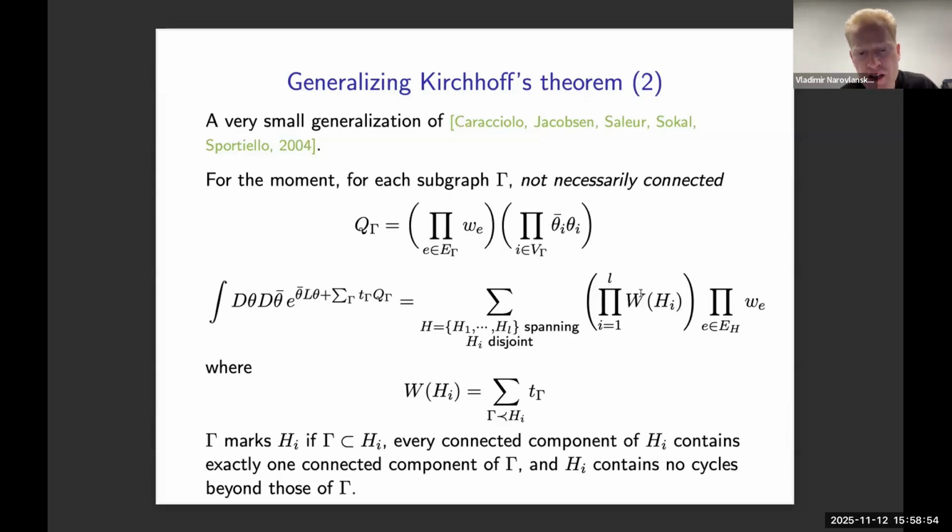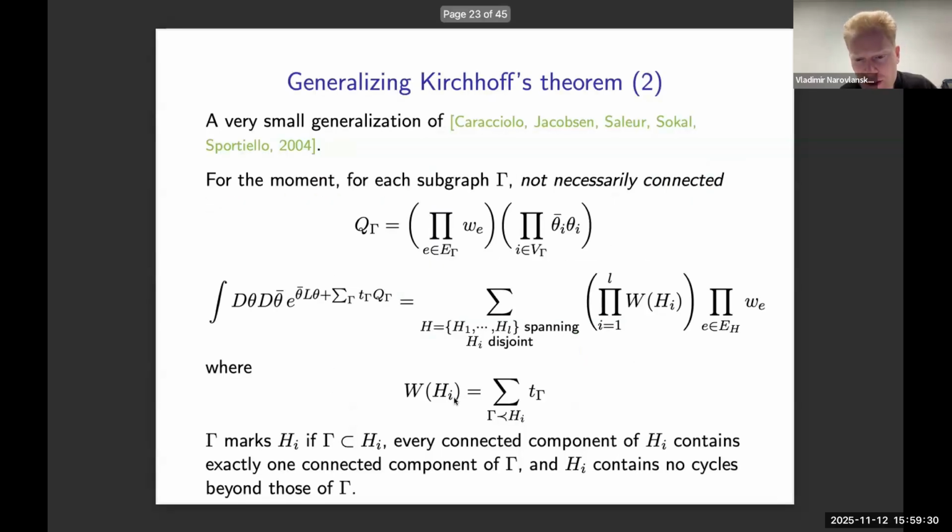What is the weight of HI? W of HI is just the sum over all the markings with the interaction. And we say that gamma marks HI if gamma is contained in HI, that is, it's a subgraph of HI, and every connected component of HI contains exactly one connected component of gamma. And there are no cycles in HI beyond those that already exist in gamma. This is just a generalization of the forest condition: there are no new cycles basically.